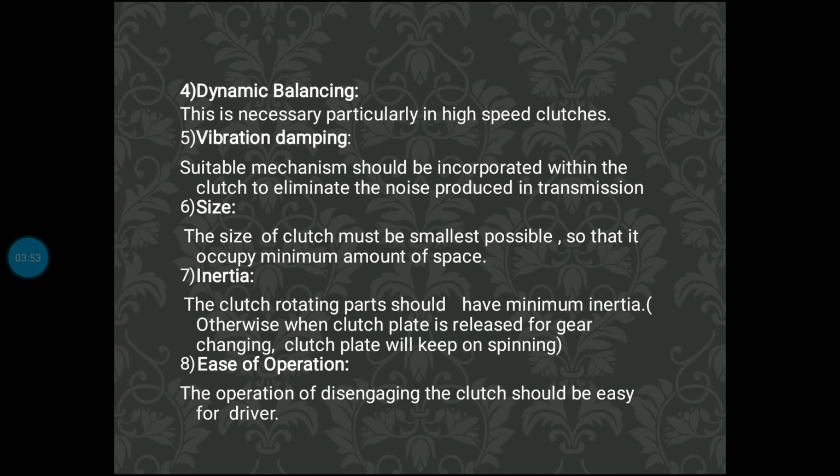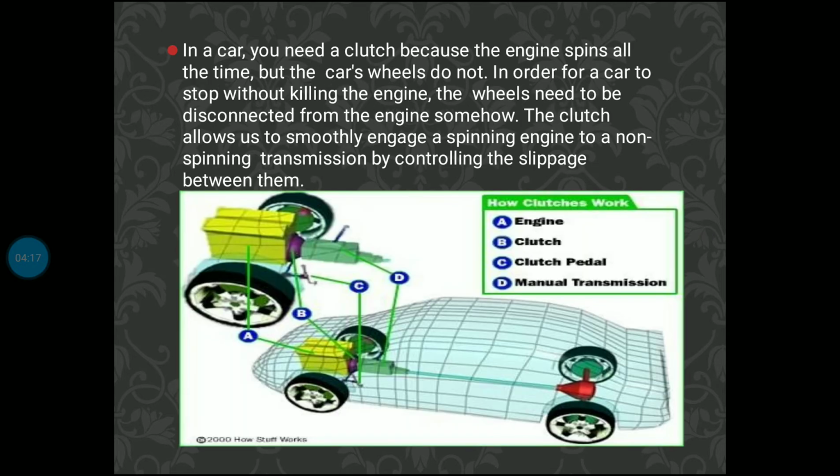Size. The size of the clutch must be the smallest possible so that it occupies a minimum amount of space. Inertia. The clutch rotating part should have minimum inertia. Otherwise, when the clutch plate is released for gear changing, the clutch plate will keep on spinning. Ease of operation. Disengaging the clutch should be easy for the driver.